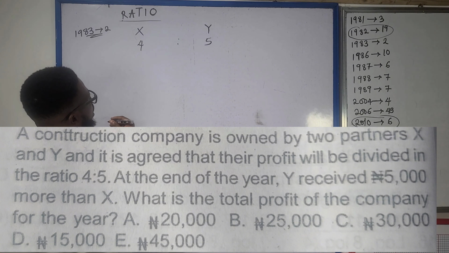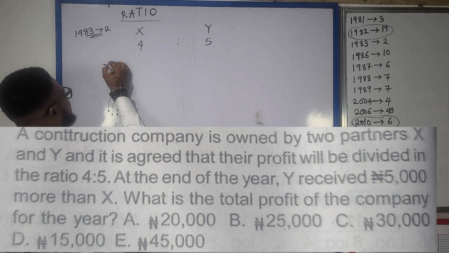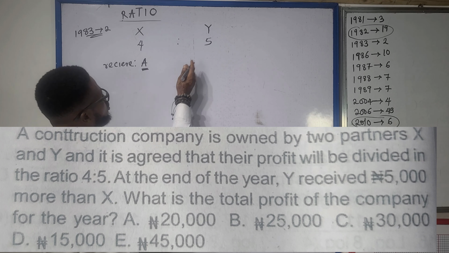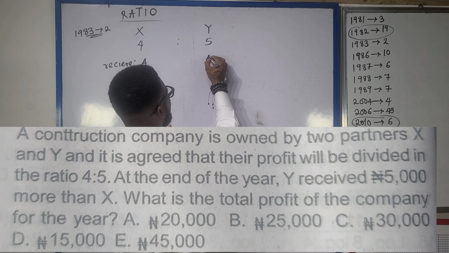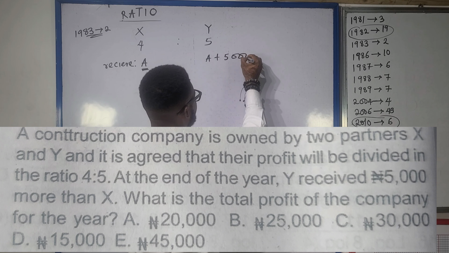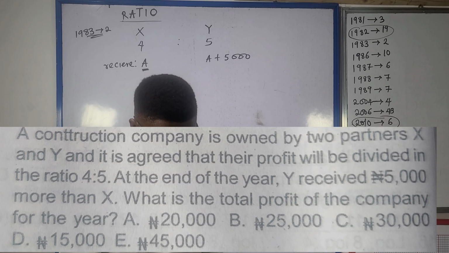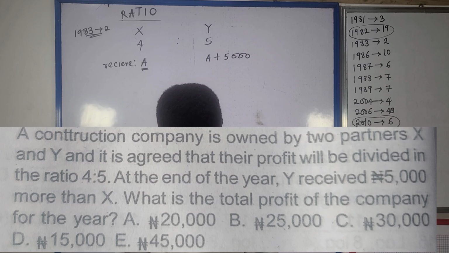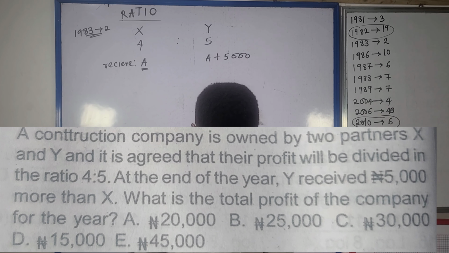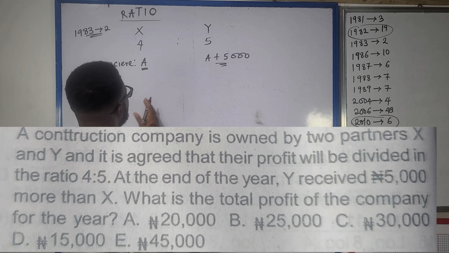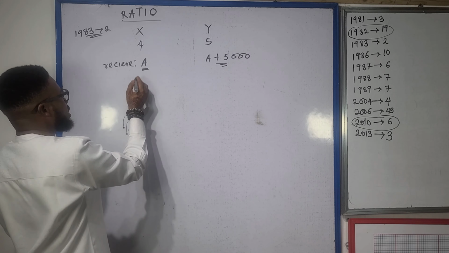So I'll say let X receive A, so that Y will receive A plus 5,000. Okay, because in the question it says Y receives 5,000 more than X. What is the total profit of the company for the year? The total profit of the company for the year. Okay, this is how we look at it.